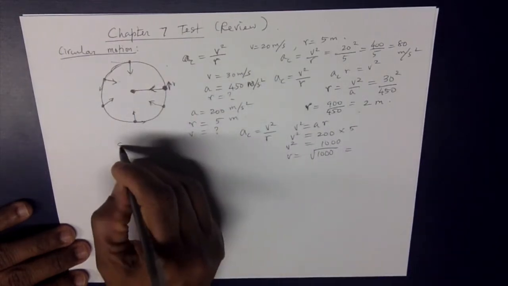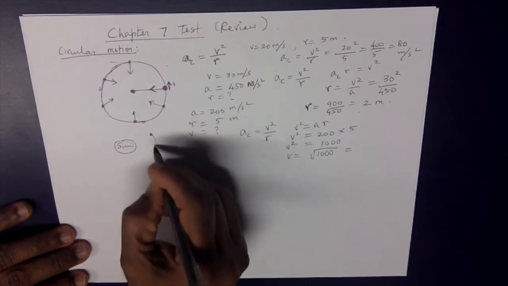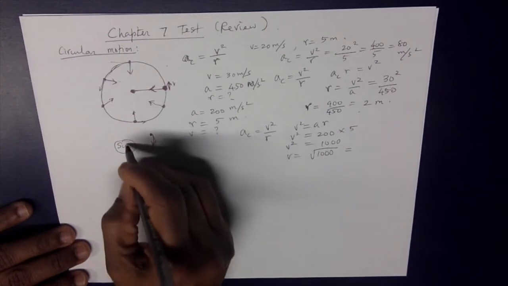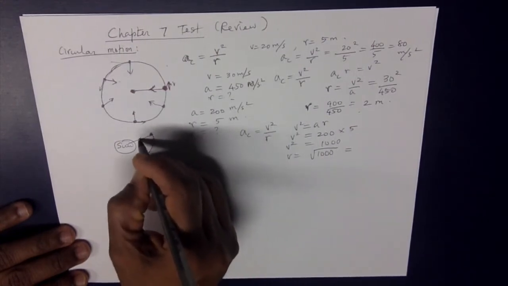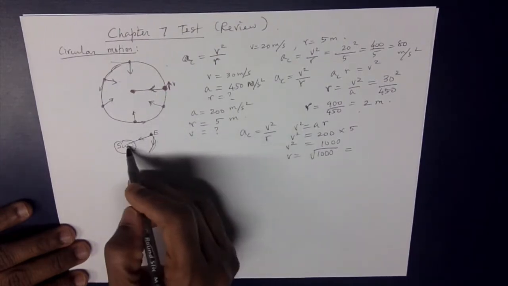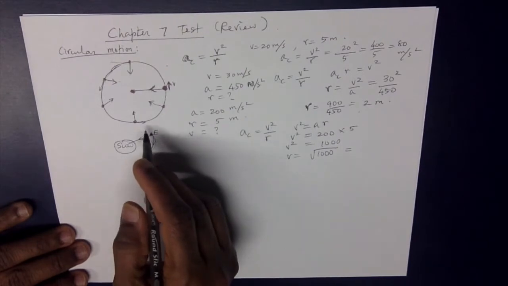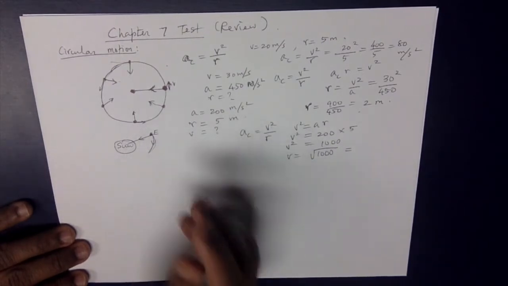And if you're talking about the earth going around the sun, the centripetal force is provided by the gravitational force on the earth. Gravitational force on the earth provides the centripetal acceleration. Okay, so understand that aspect.